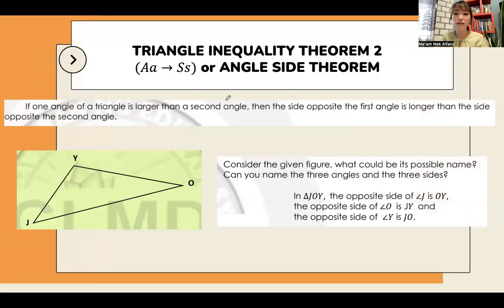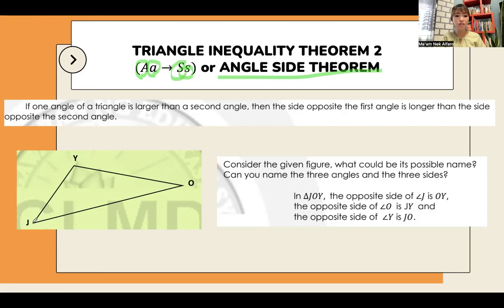Let's move on with triangle inequality theorem 2. Baliktad naman. So we have AASS, or the angle side theorem. If one angle of a triangle is larger than a second angle, then the side opposite the first angle is longer than the side opposite the second angle. So again, capital A refers to the larger angle, small a refers to the smaller angle, big S refers to the longer side, and small s refers to the shorter side.